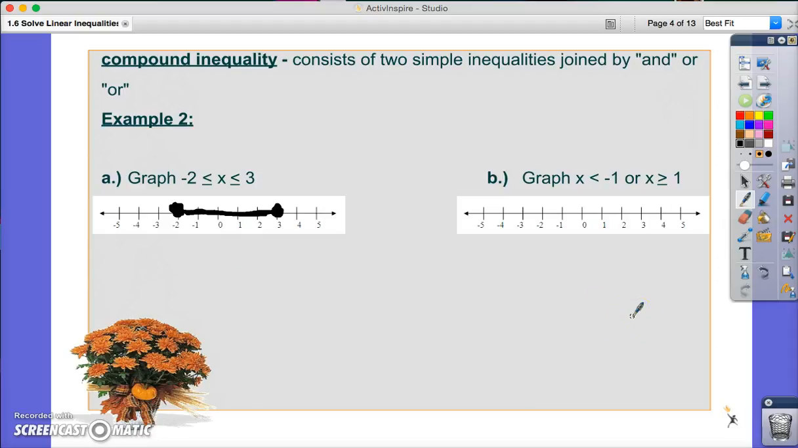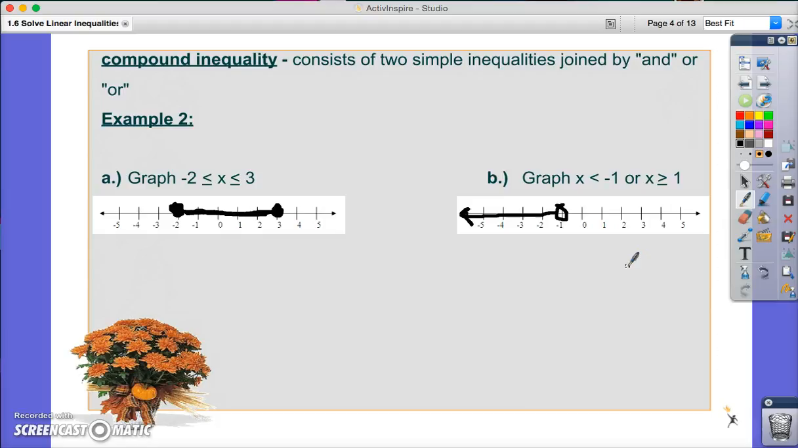All right, now what about the or? How is that different? Well, or is like I just gave you 2 separate inequalities and told you to graph them all on the same line. So x less than -1. Here's -1. It's an open circle. Less than, my numbers go to the left. They keep getting smaller.